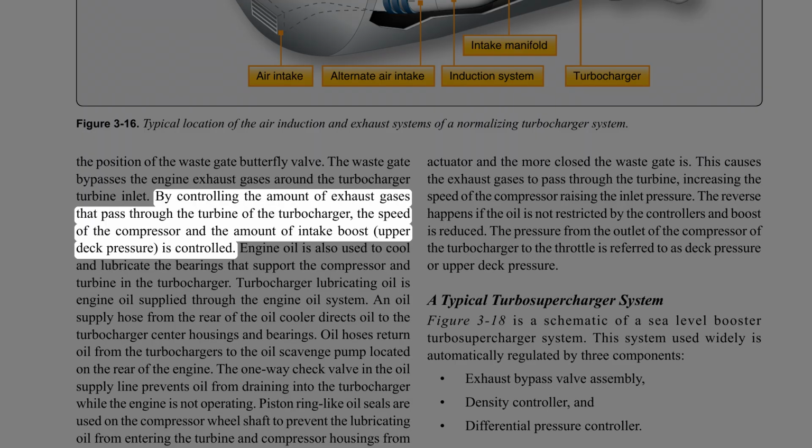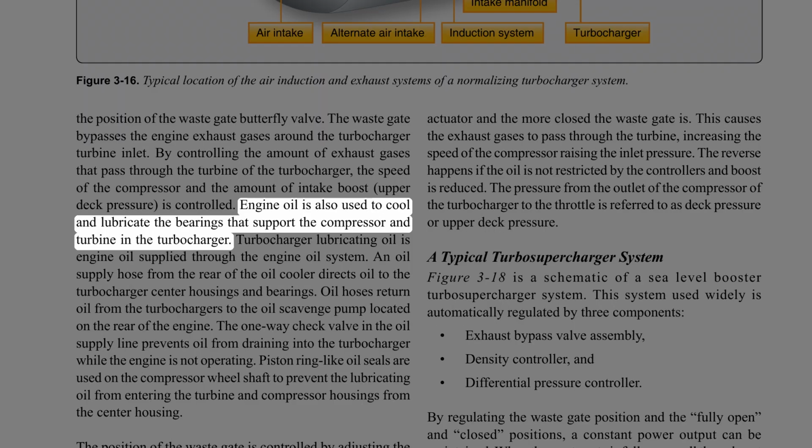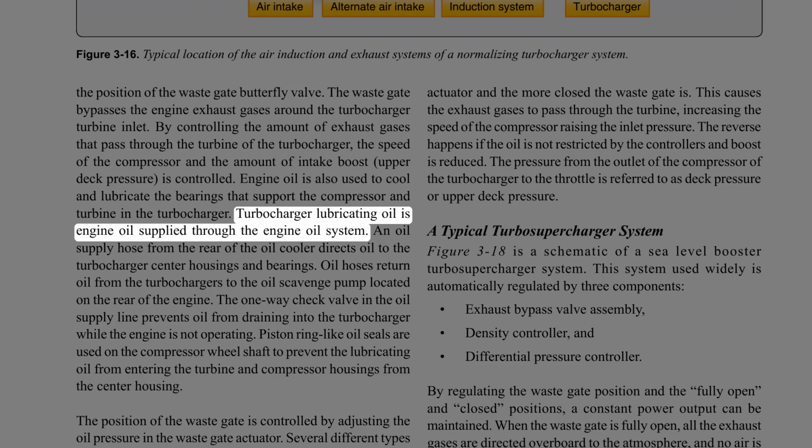By controlling the amount of exhaust gases that pass through the turbine of the turbocharger, the speed of the compressor and the amount of intake boost, upper deck pressure, is controlled. Engine oil is also used to cool and lubricate the bearings that support the compressor and turbine in the turbocharger. Turbocharger lubricating oil is engine oil supplied through the engine oil system.